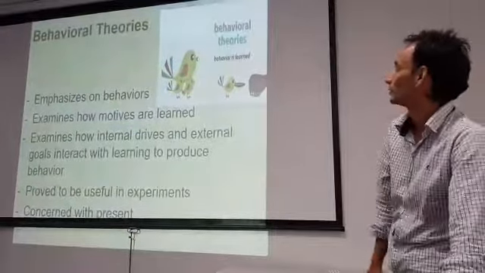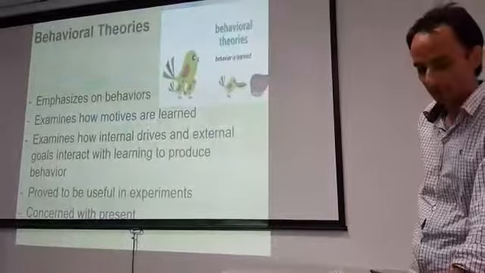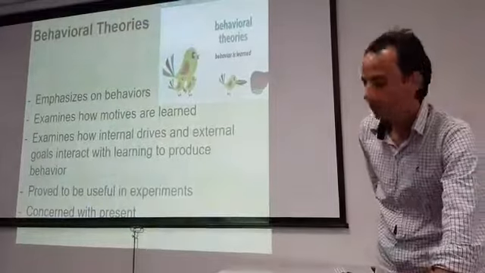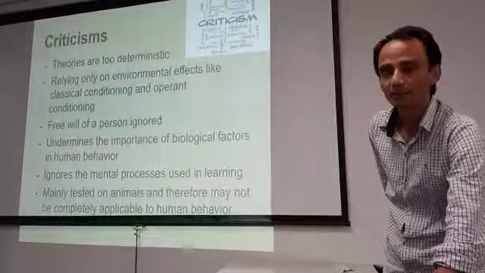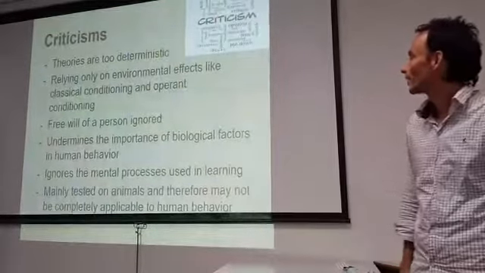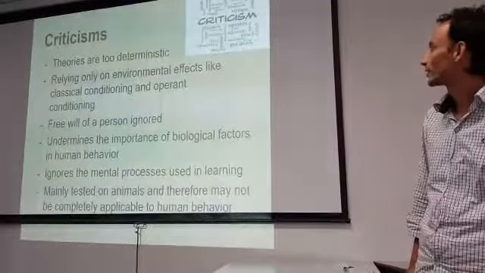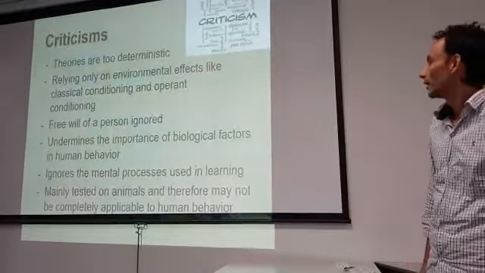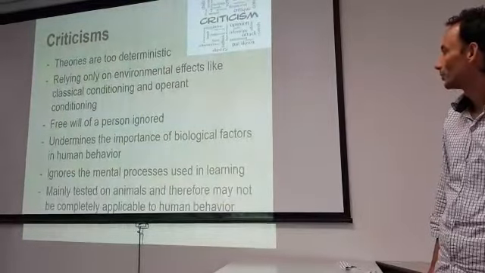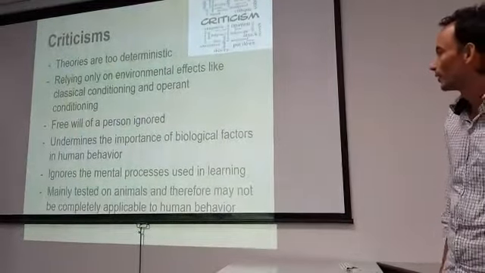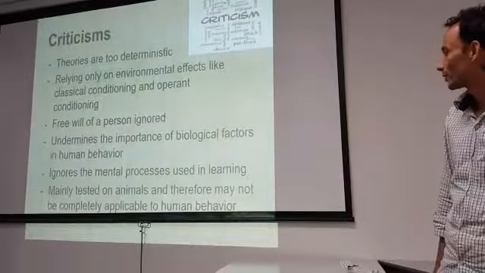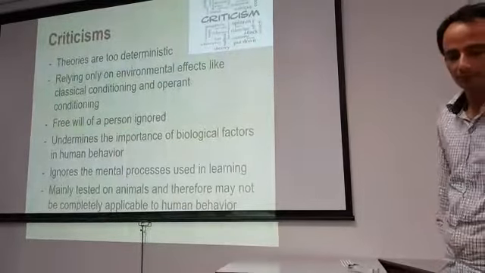My friends talked about behavioral theories, which emphasize behaviors and are mostly proved to be useful in experiments. So I'll deal with the criticisms of behavioral theories. The first one is that these theories are too deterministic, and they rely on environmental effects like classical conditioning and operant conditioning. They ignore the free will of a person, and they undermine the importance of biological factors in human behavior. They also ignore the mental processes used in learning, and they are mainly tested on animals and therefore may not be completely applicable to human behavior.